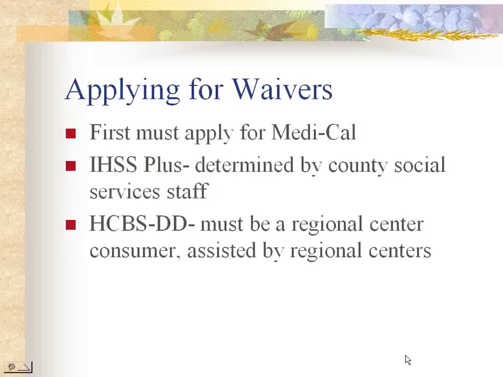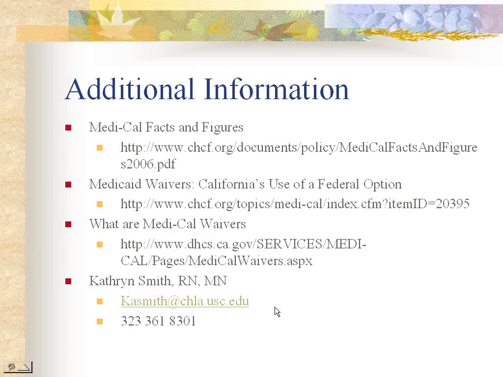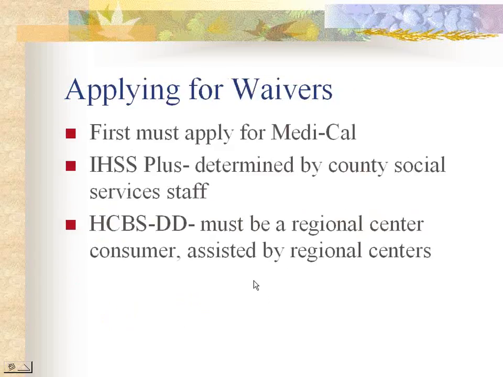So how does one apply for a waiver? The first thing is the client has to apply for Medi-Cal. And I just chose the two that I thought were most relevant to you, the In-Home Supportive Services Plus and the Home and Community-Based Services Waiver. You can see that the first one is done through your county social services staff. The second one is done for those with developmental disabilities through their regional center.